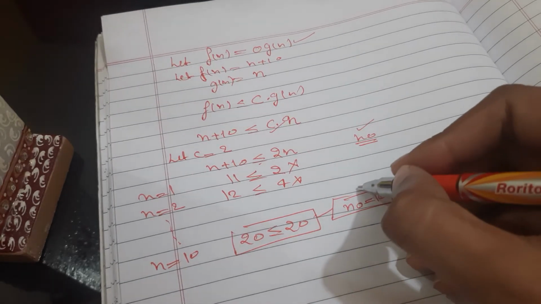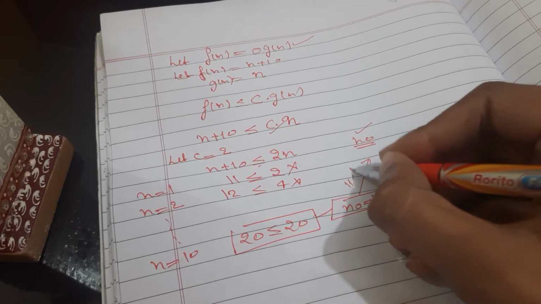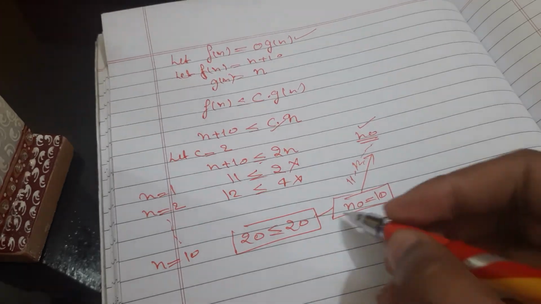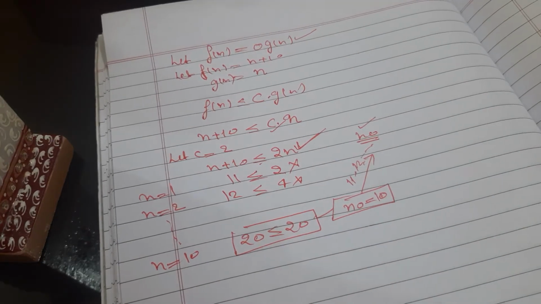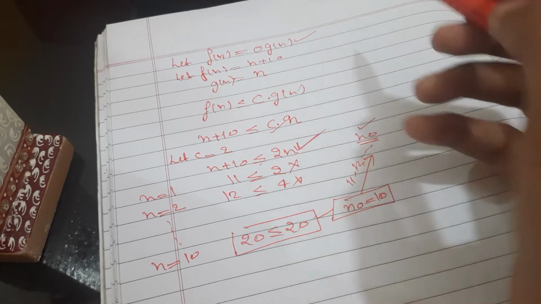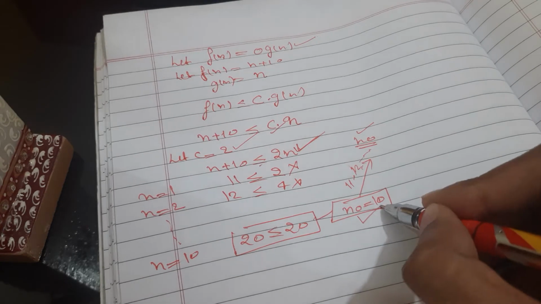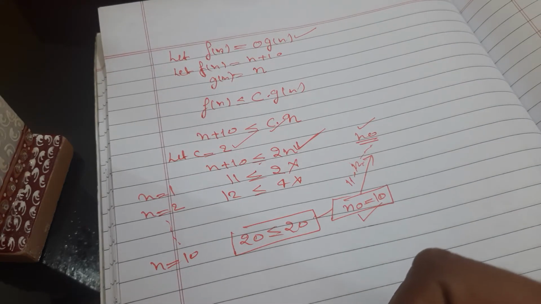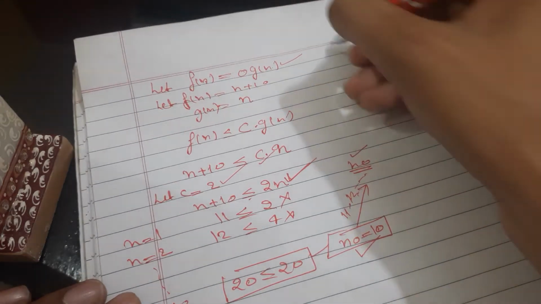So for all values of n greater than 10, like 11, 12, like this, this condition holds true. So f of n is big O of g of n when c is equal to 2 and n naught is equal to 10. Okay, so this condition holds true, f of n is big O of g of n.